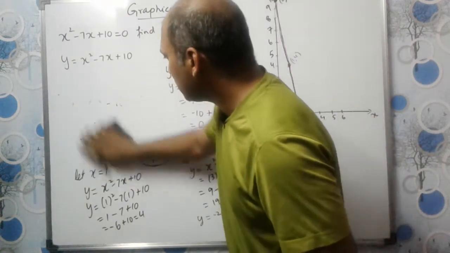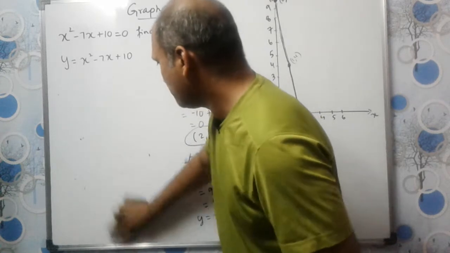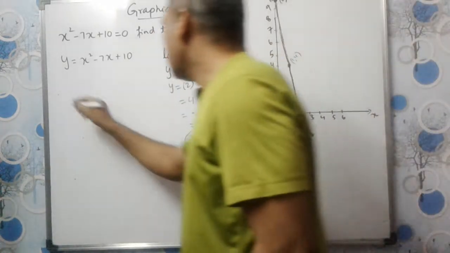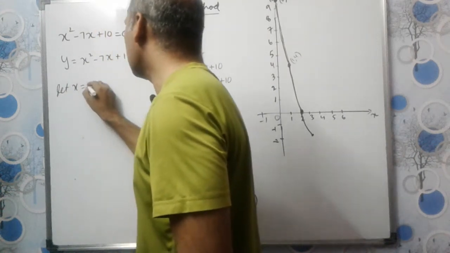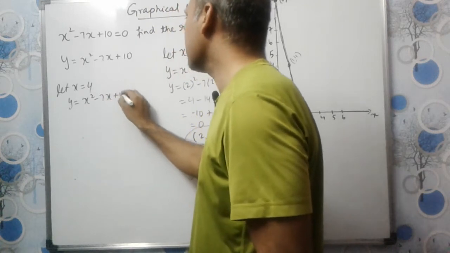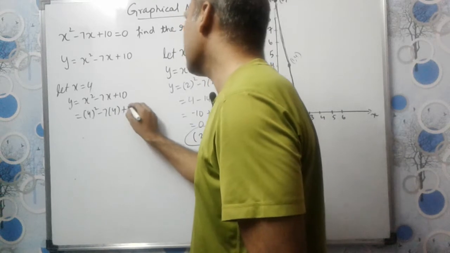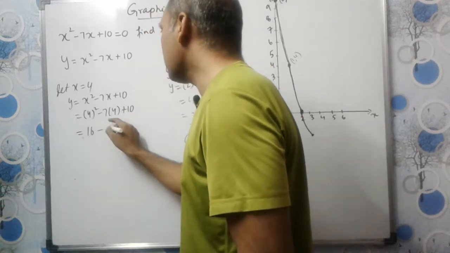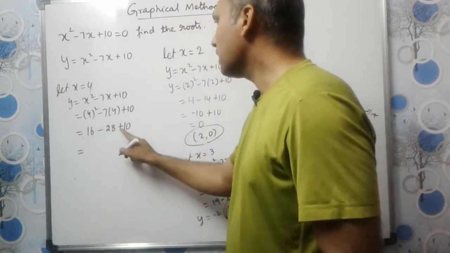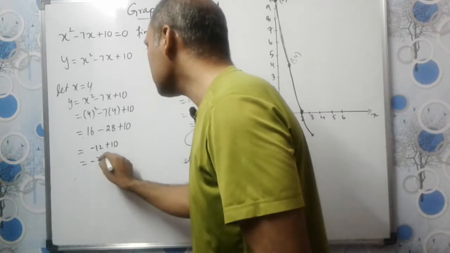I'm going to rub this part. Let x is equal to 4. If x is equal to 4, y was equal to x square minus 7x plus 10. So this will be 4 square minus 7 into 4 plus 10. So this will be 16 minus 28 plus 10. 16 minus 28 is minus 12. Minus 12 plus 10 is minus 2.